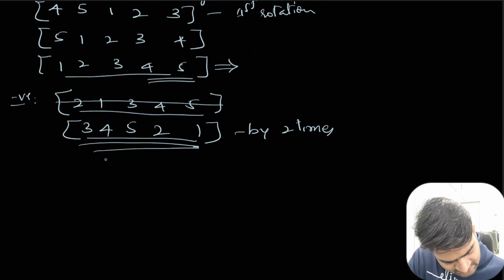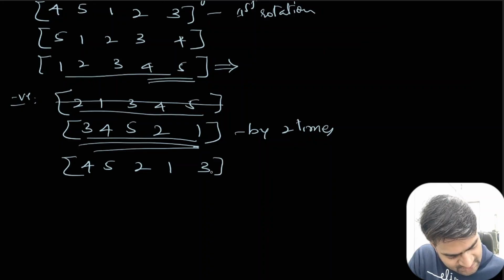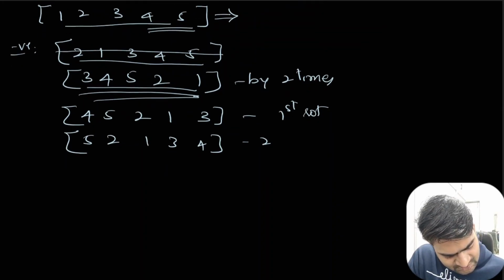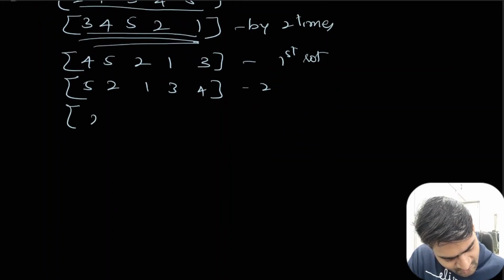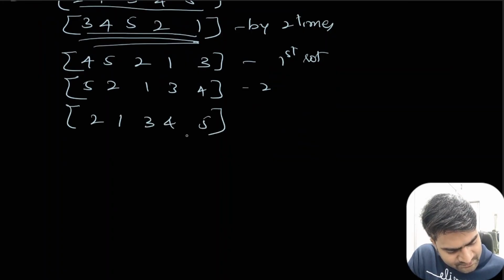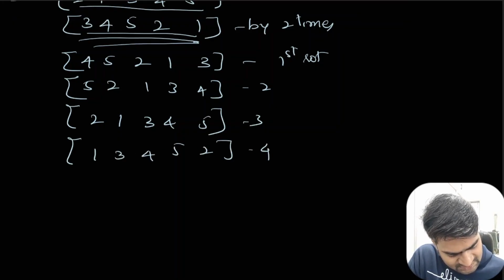Now I'll push 3 at the end. So 4, 5, 2, 1 and 3. This is my first rotation. Okay, then I'll push 4: 5, 2, 1, 3 and 4. This is my second rotation. Now 2, 1, 3, 4, 5. This is my third. Then 1, 3, 4, 5, 2. This is my fourth rotation. Again, I'll push 1 towards the end. Then this becomes 3, 4, 5, 2 and 1.